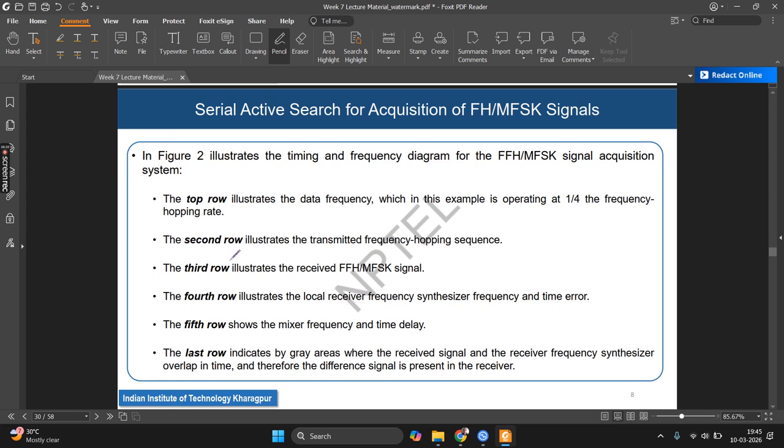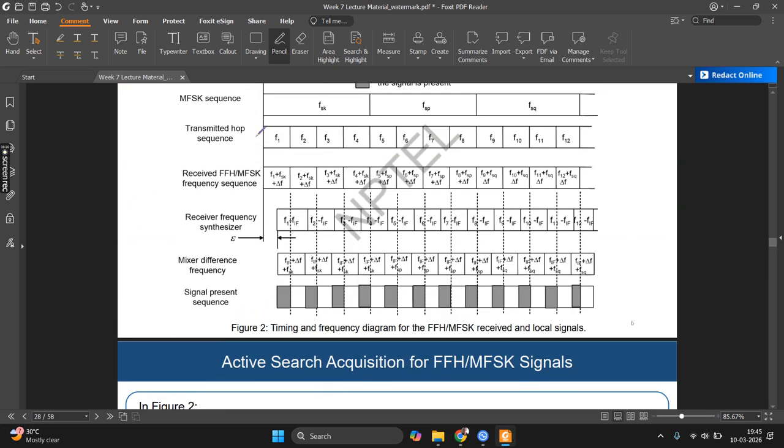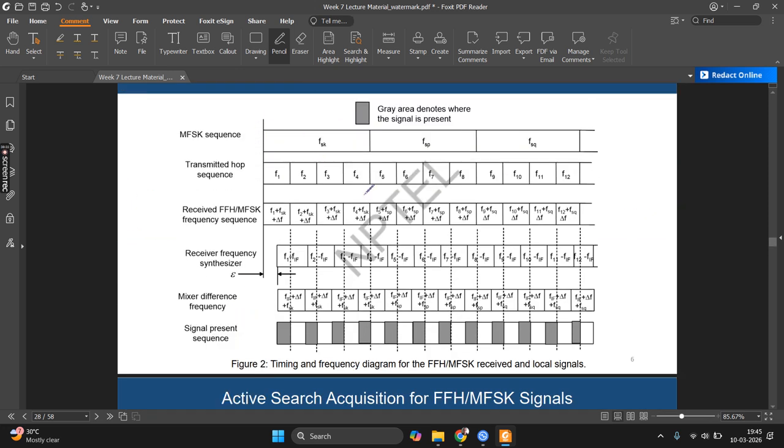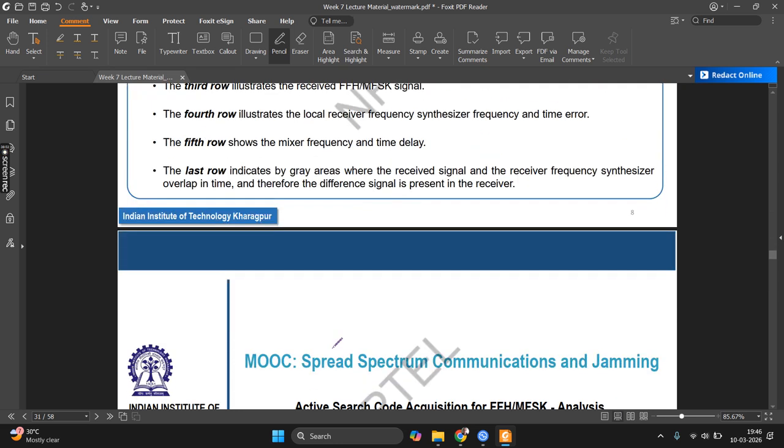So here you basically get the hop and you get the MFSK, you combine them, and basically you get the received sequence. Now this received sequence will be passed through a local mixer. It will mix with the generated local oscillator frequency, and based on that product, it will make a decision whether the signal is present or not.